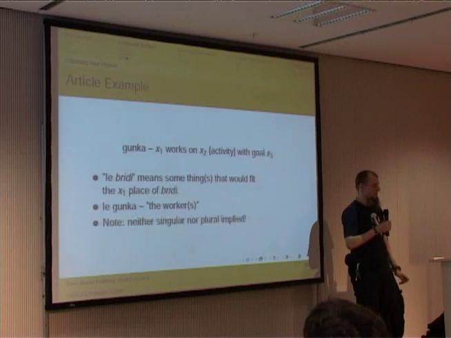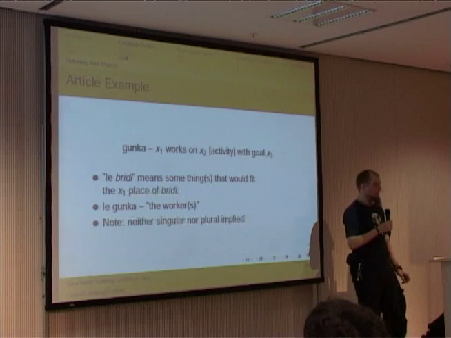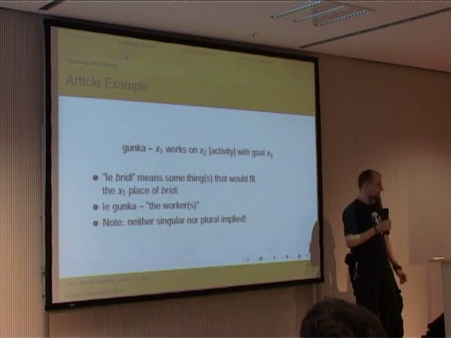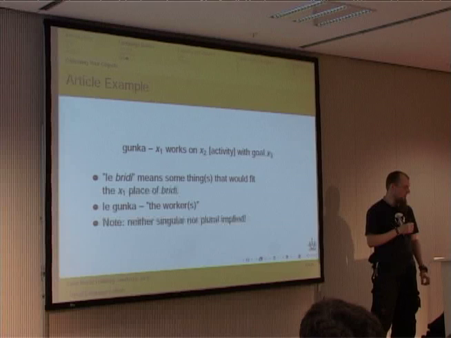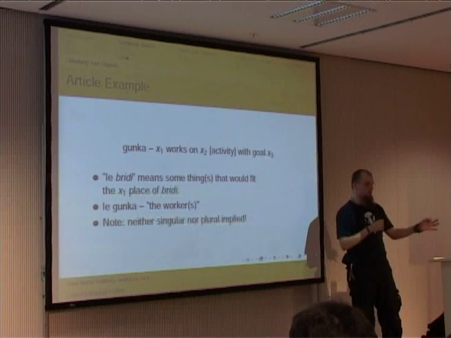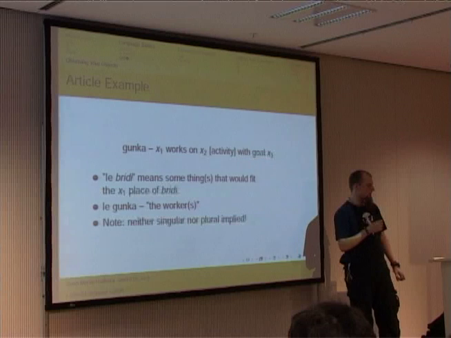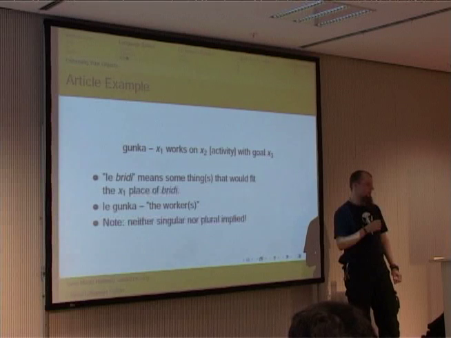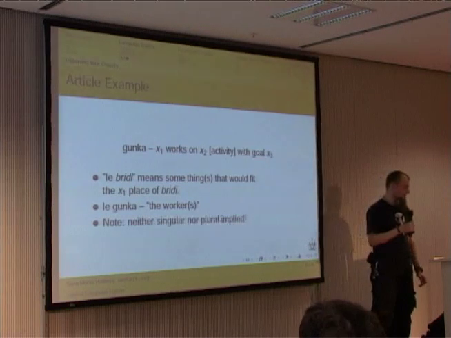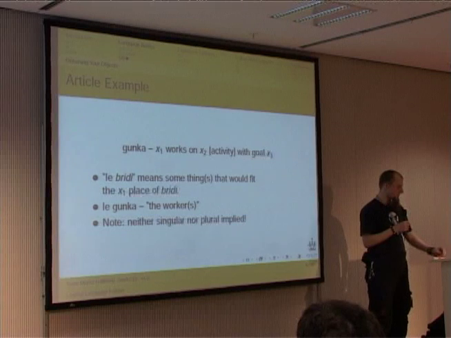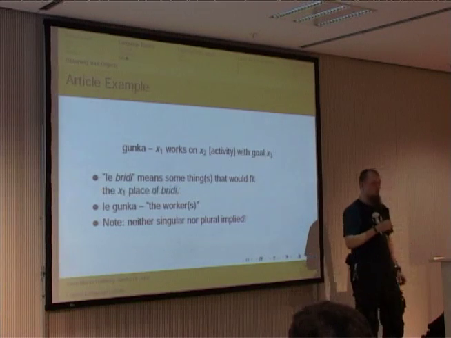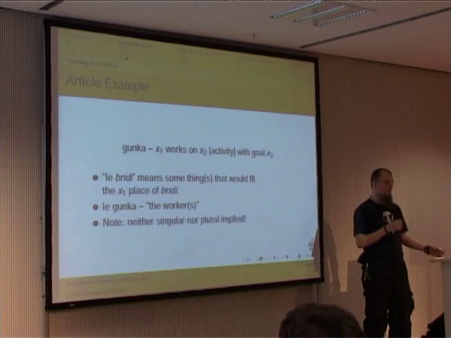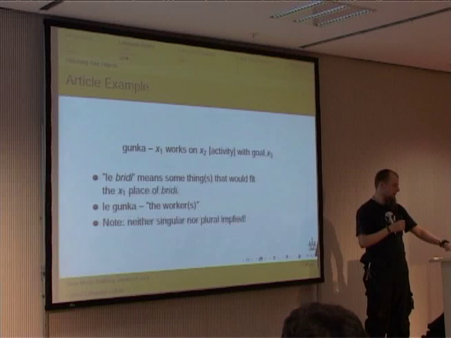If you want another place, you have to use a modifier word on gunka, which switches the place structure. As I've said before, these are available. So if you want to say the work, it would be the x2 place, something that fits the x2 place of gunka. You would say le se gunka. The se is a modifier word that says swap the places x1 and x2. So le se gunka is the work. Also note that there's neither singular or plural implied. These things could mean a set of things. There are other ways to specify the cardinality of whatever you're talking about.